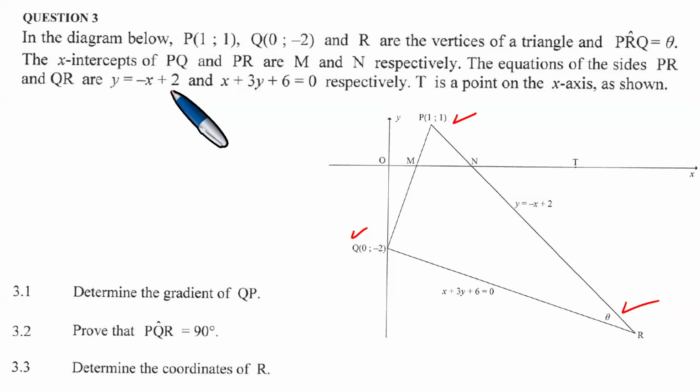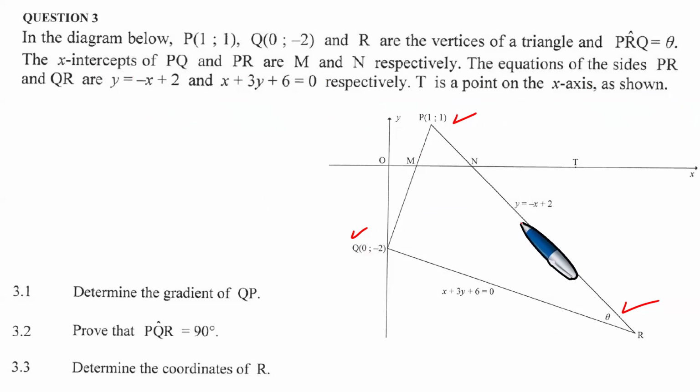Right, the x-intercepts of PQ and PR are M and N respectively. So you have M and N respectively. The equations of the sides, PR and QR. Right, so you have PR and obviously QR. The examiner has shown those.